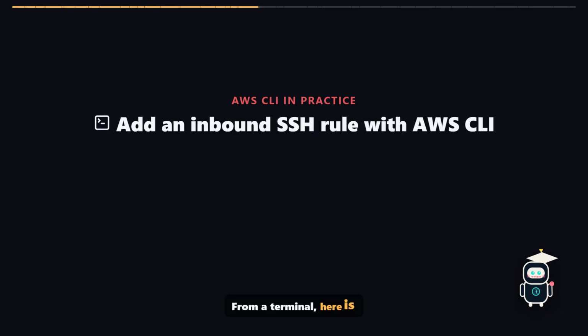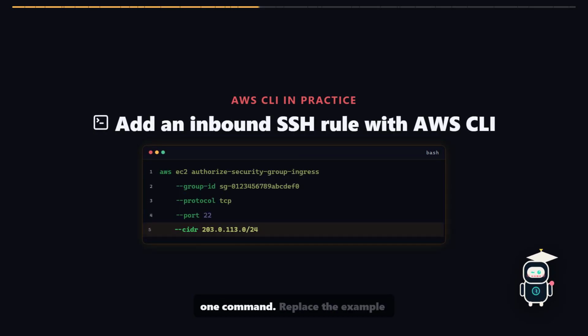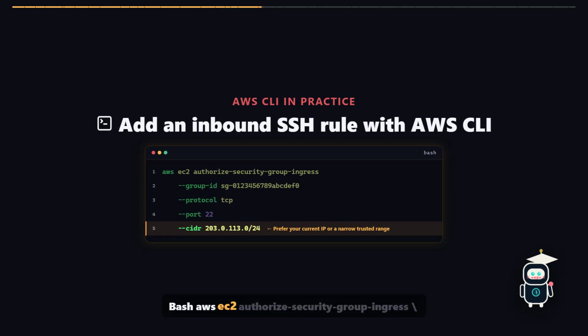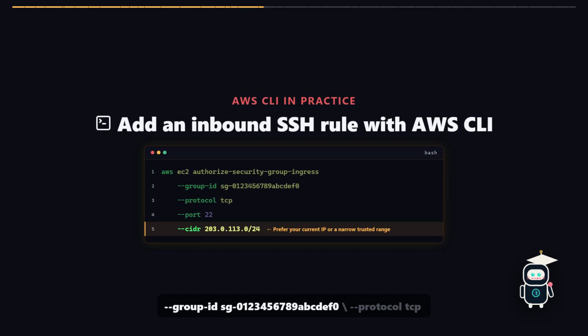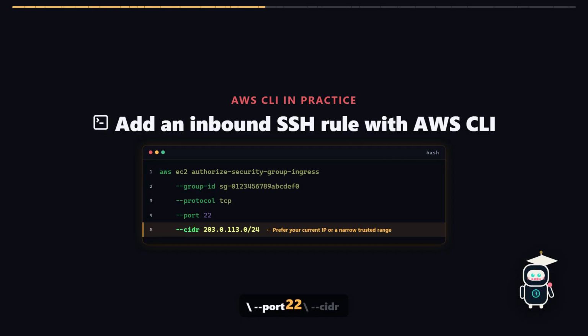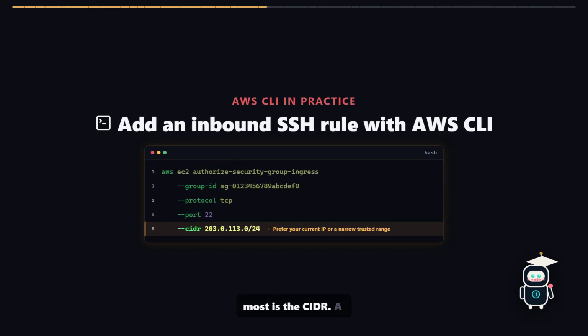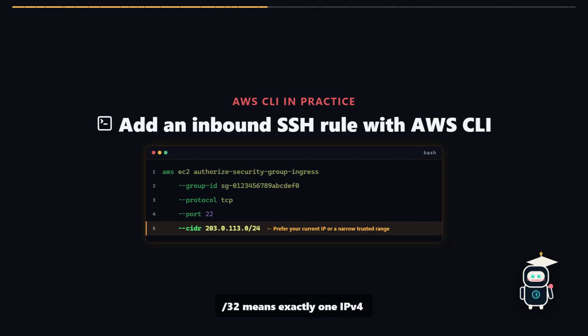From a terminal, here is the same SSH rule as one command. Replace the example security group ID and documentation IP address with your own approved values before you run it. Bash: aws ec2 authorize-security-group-ingress, group ID sg-0123456789abcdef0, protocol tcp, port 22, CIDR 203.0.113.10/32. The part that matters most is the CIDR. A /32 means exactly one IPv4 address.